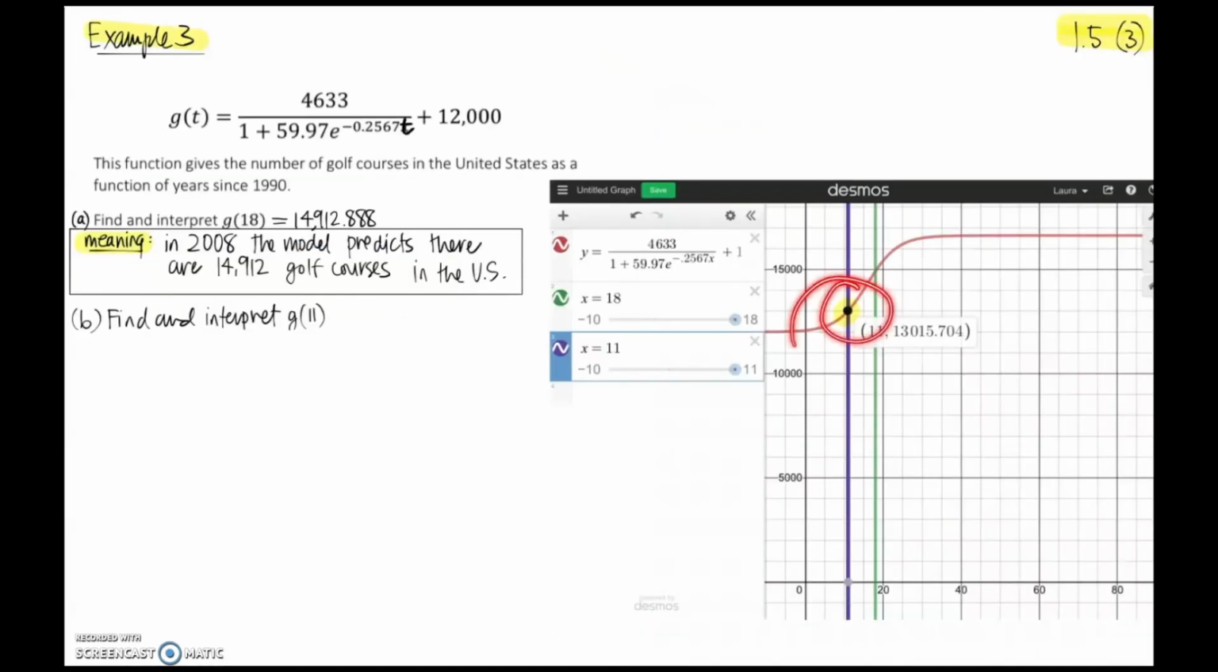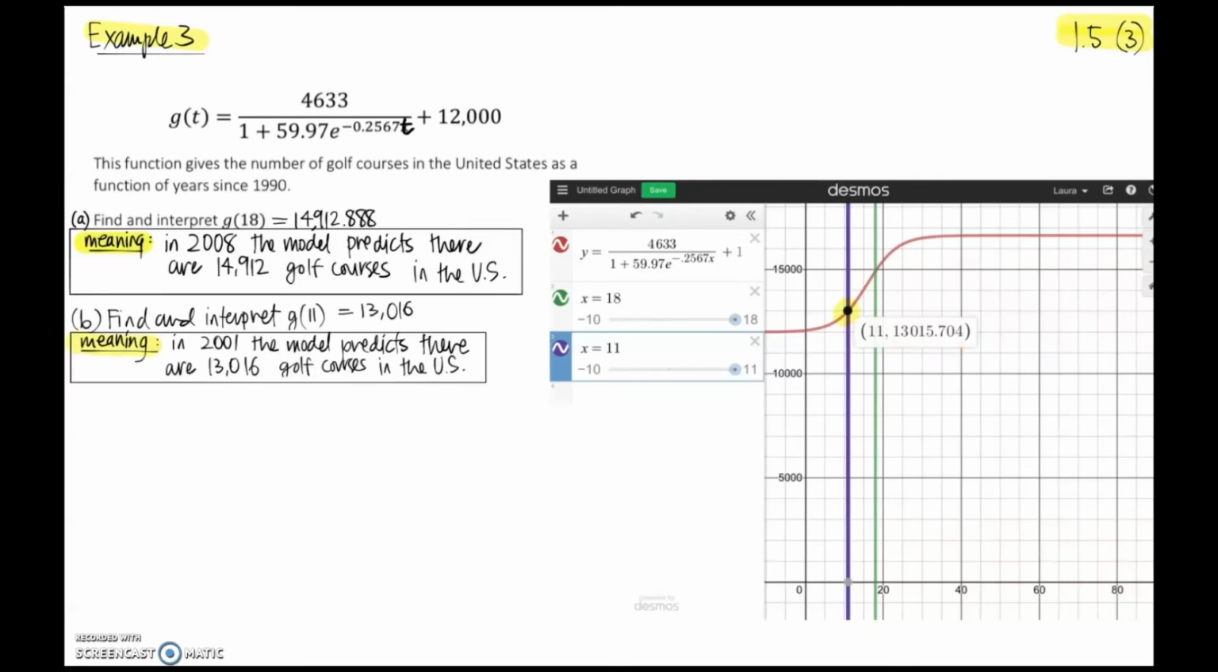So here we have that when x equals 11, or when t equals 11, when our input is 11, then our output, G of 11, is 13,015. So this time I just rounded to 13,016. And the interpretation is really similar. It's just 11 years after 1990. So in 2001, the model predicts there will be 13,016 golf courses in the U.S.